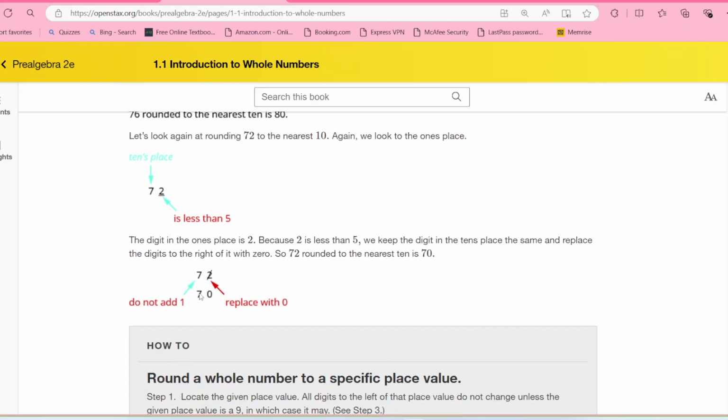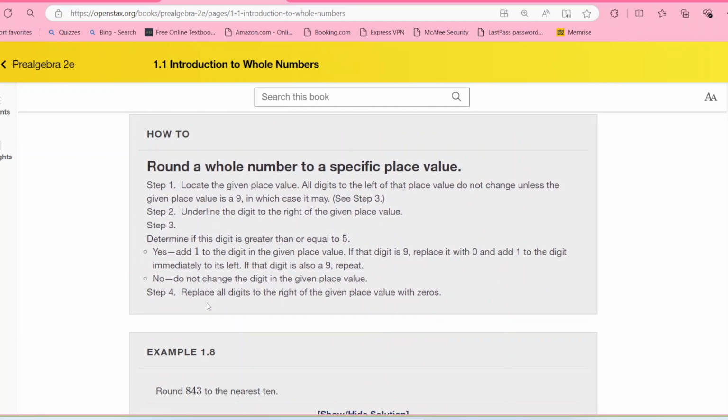Once again, a little diagram here showing what's happening. Tens place is 7, ones place is 2, which is less than 5. So the tens place does not change. You do not add 1, so it remains 7. And then you replace the 2 with a 0. Anything after the tens place, the place you're rounding to, replace it all with zeros. So 72 rounded to the nearest 10 is 70.